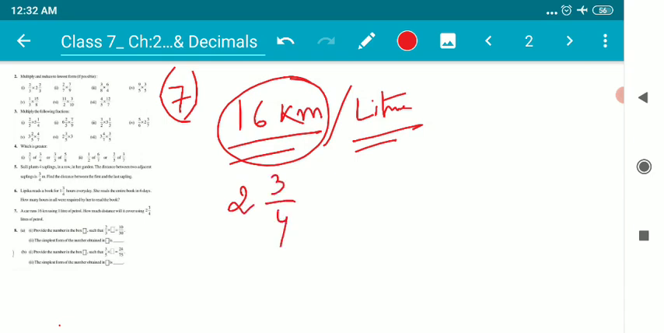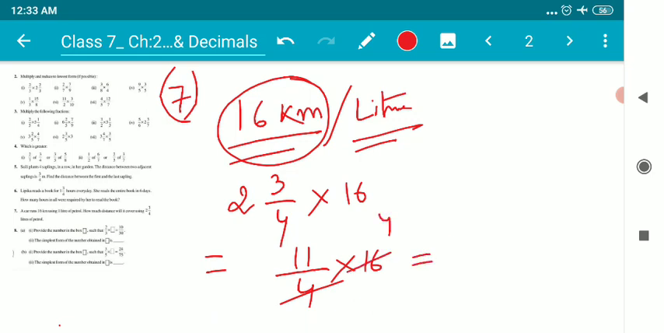3 by 4 into 16. Of course, multiplication. Why multiplication? Why not division? Because whenever we calculate for such things, for one this many, for some how much, in this situation we always go for multiplication. So 2 3 by 4 means 4 2s are 8 plus 3, 11 by 4 into 16, 4 4s are 16, 4 11s are 44 kilometer.